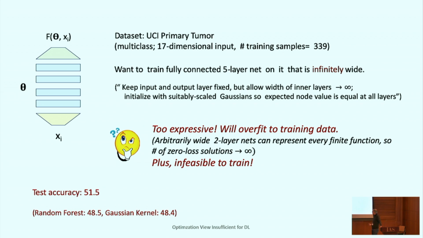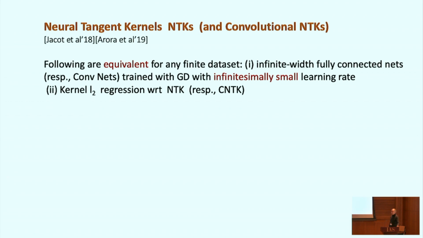That's what you're wondering. Well, here's what happens for that simple data set. You train an infinitely wide net, and the test accuracy is 51.5, okay? And on these small data sets, there were these old champions like RBF kernel and random forest, and it's better than that. Okay? So in the next couple of slides, I'll tell you a little bit about how you can get this exact number.